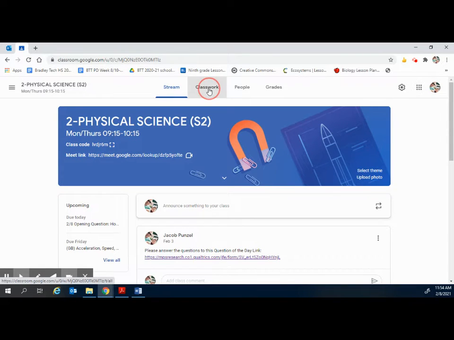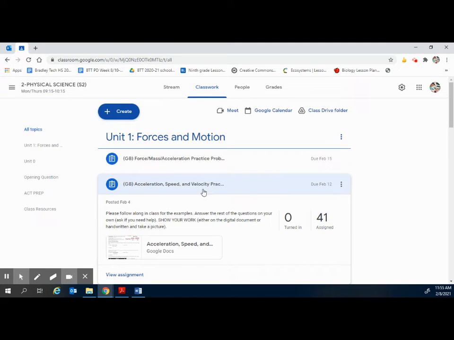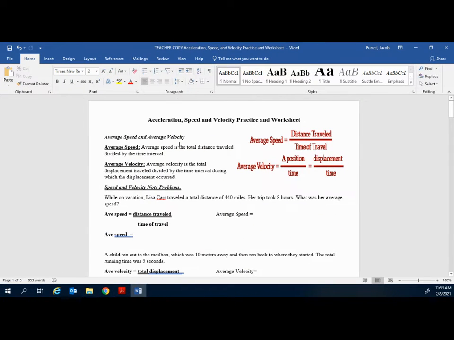So classwork is going to be where you find this assignment. And again, the acceleration, speed, and velocity. I'm going to go through about the first 2 pages of the assignment here, and then you'll have the rest to do on your own. So when you open that up, it will look something like this.